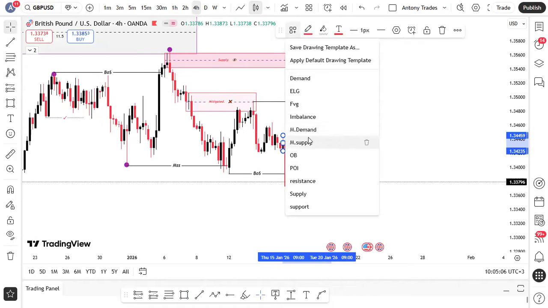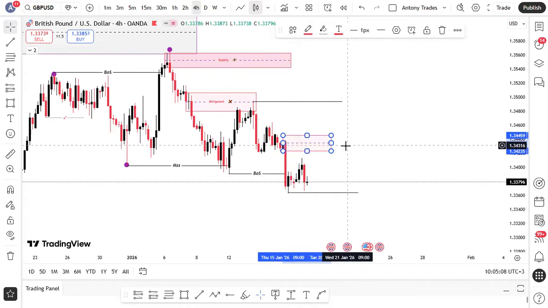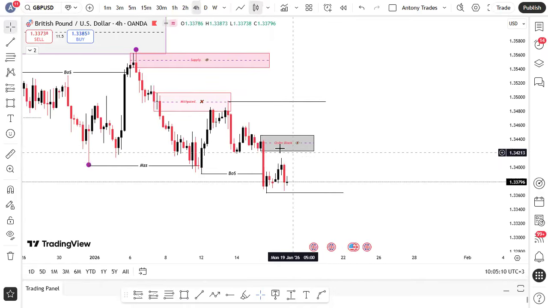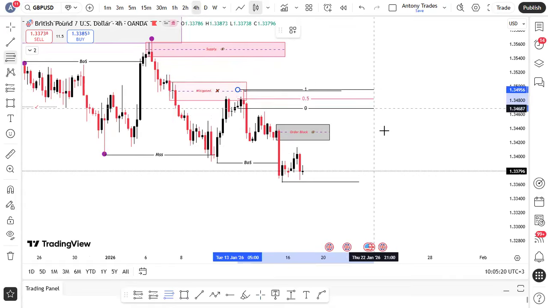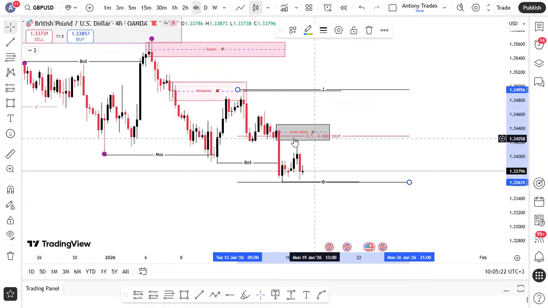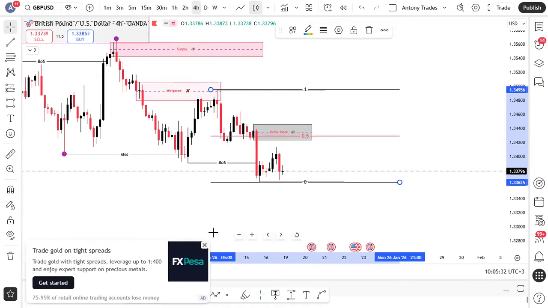I have this order block. Let me mark it. So I have this 4-hour order block at this area. But now, if I pick my fib, I place it from the swing high to the swing low. So you can see this point of interest is at the 0.5. Now, this is where you need a confirmation, guys.